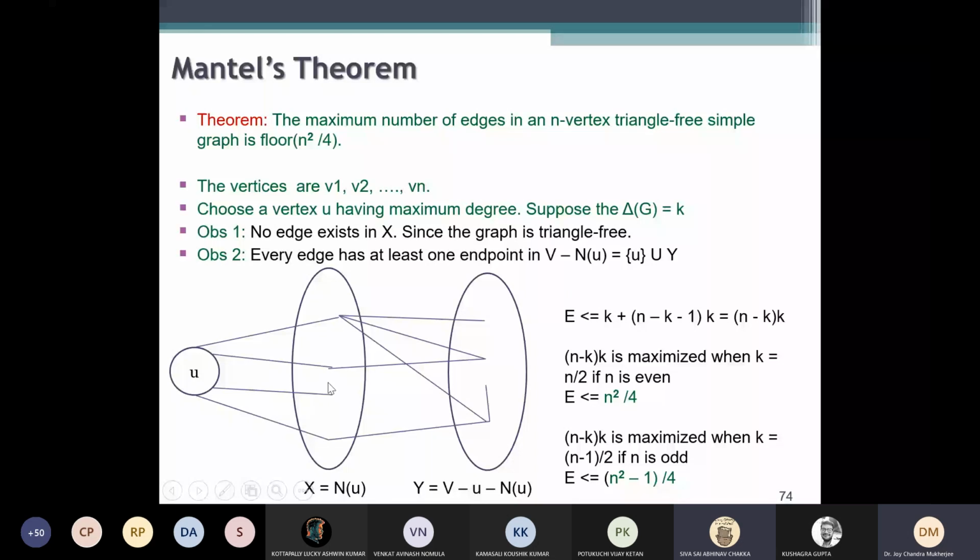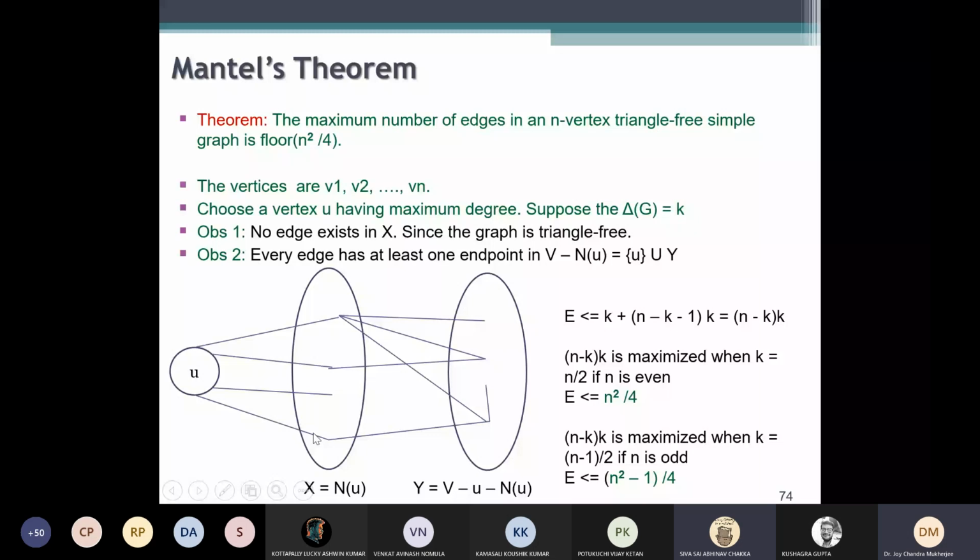Because if there is any edge here, it will create a triangle. If there is any edge here, from this to this, then it will create a triangle. Now we know that this is a triangle-free simple graph. Since the graph is triangle-free, no edge exists in X. So there is no edge in this partite. That is the first thing that we need to understand.